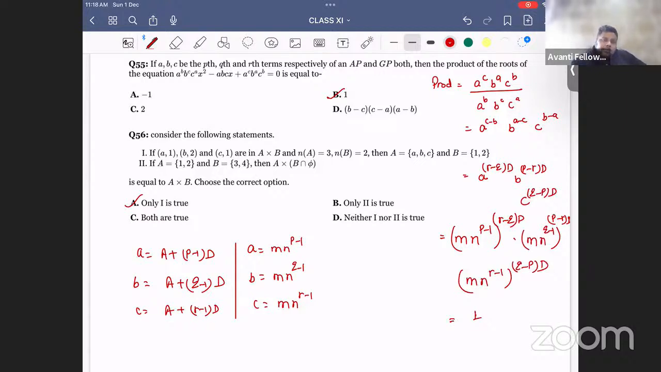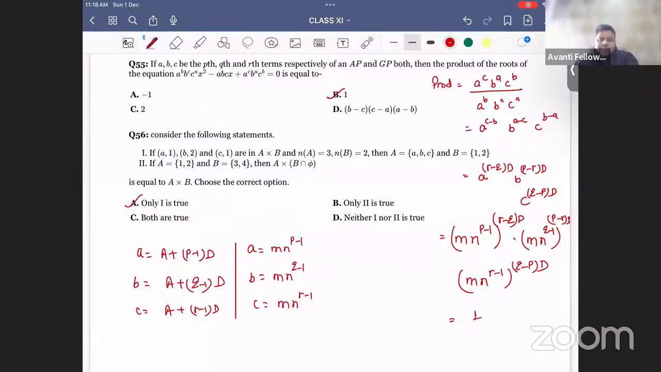Now, this was this 55 question. I won't say it's very difficult, but I will say it is lengthy. And there's a small confusion also. Which value should I place? Like in the powers of ABC, I replaced the term obtained from AP. But in the base of ABC, I replaced terms that I got from GP. So this is a bit of confusion. Whereas this is an easy question.